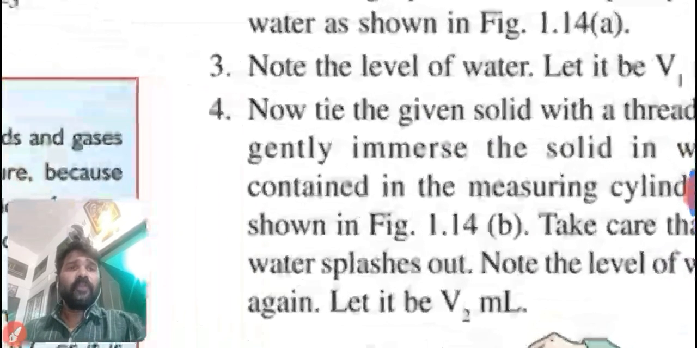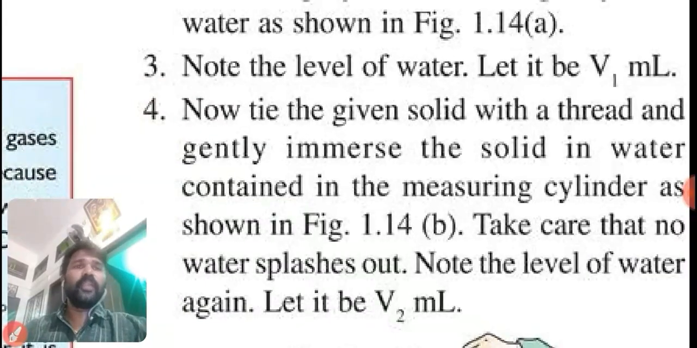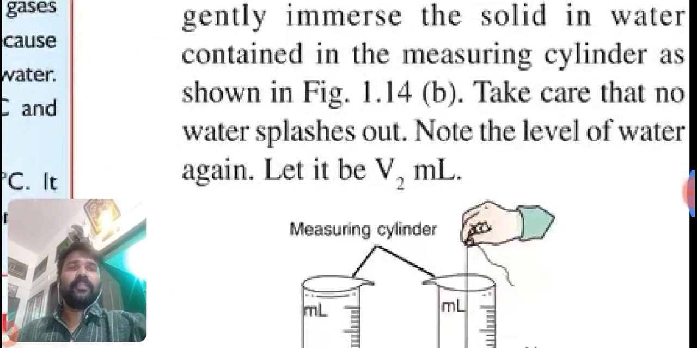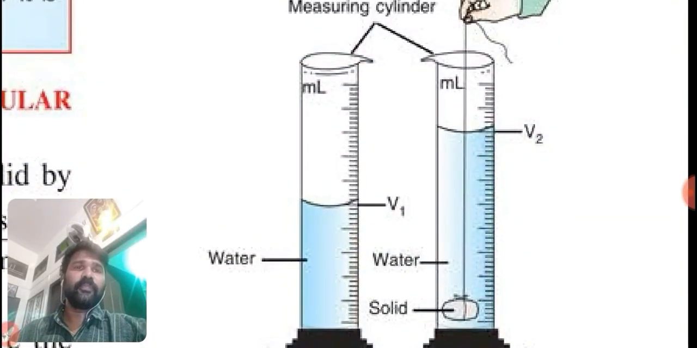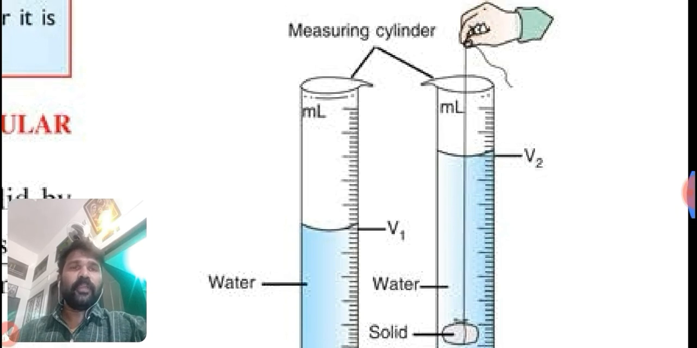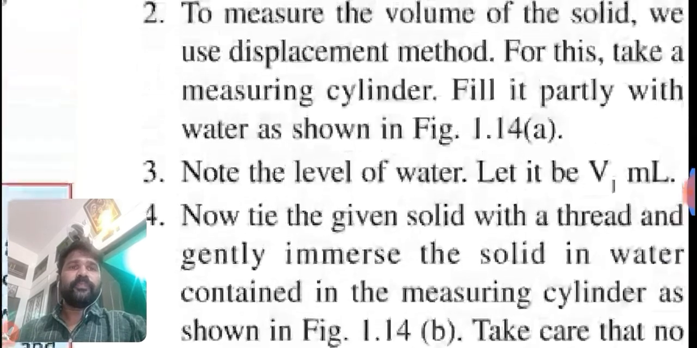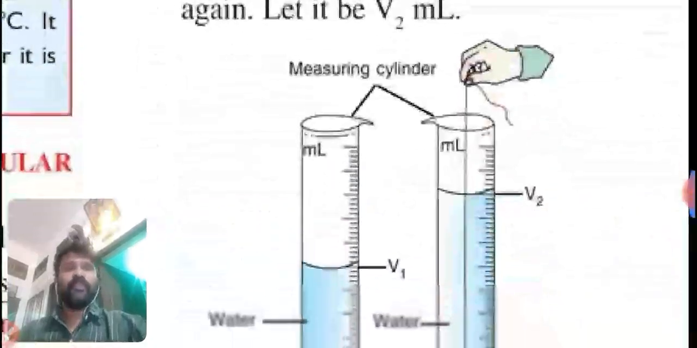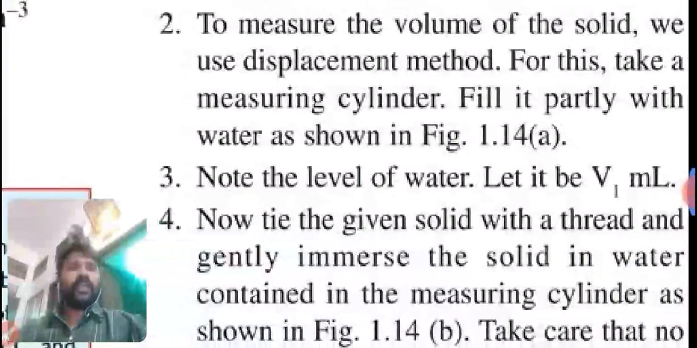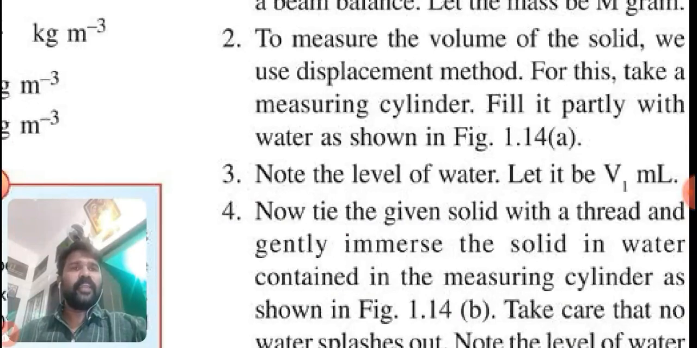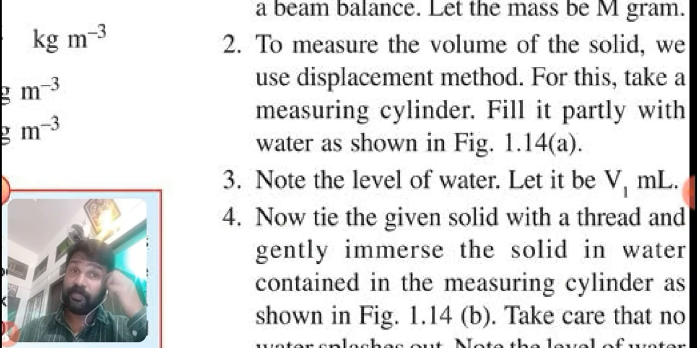Then tie the given solid with a thread like this. It is given in the diagram, you just observe. This is the activity we are going to do to find out the volume. Next, tie the given solid with a thread and gently immerse the solid in water contained in the measuring cylinder.